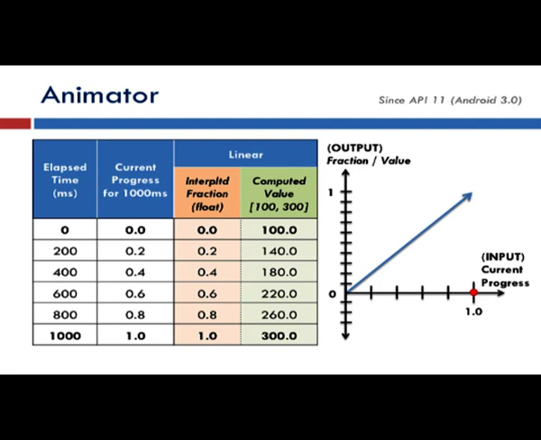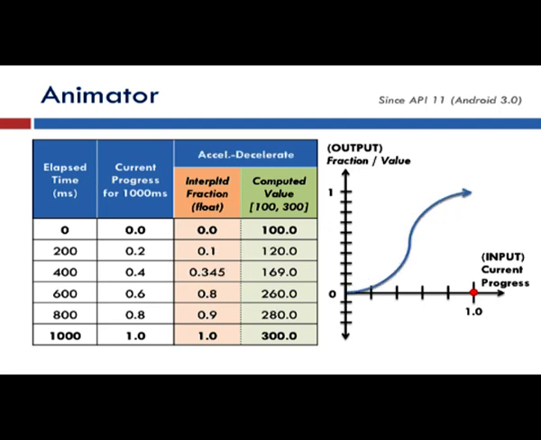The horizontal axis shows the current progress, which is generated by the Android system, and the vertical axis can be assumed as the fraction value after the interpolation step or TypeEvaluator step. In TypeEvaluator, these values are just scaled between 100 and 300, however the graph looks the same even if the scale changes.